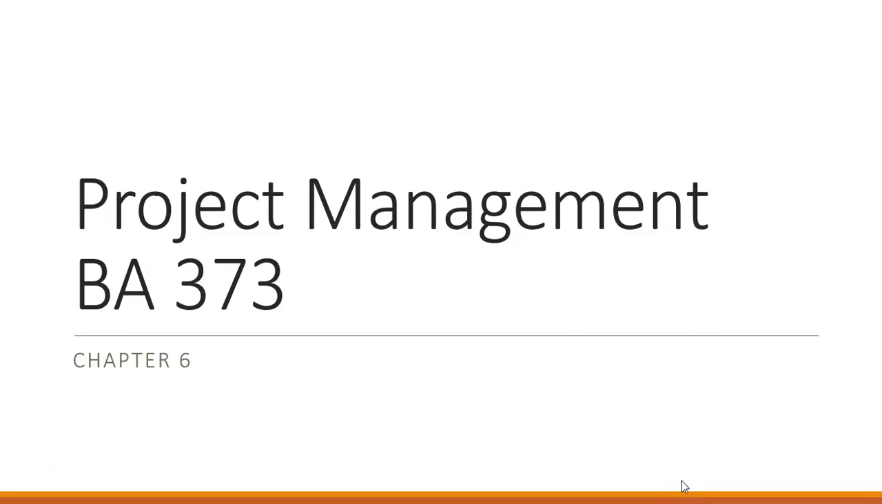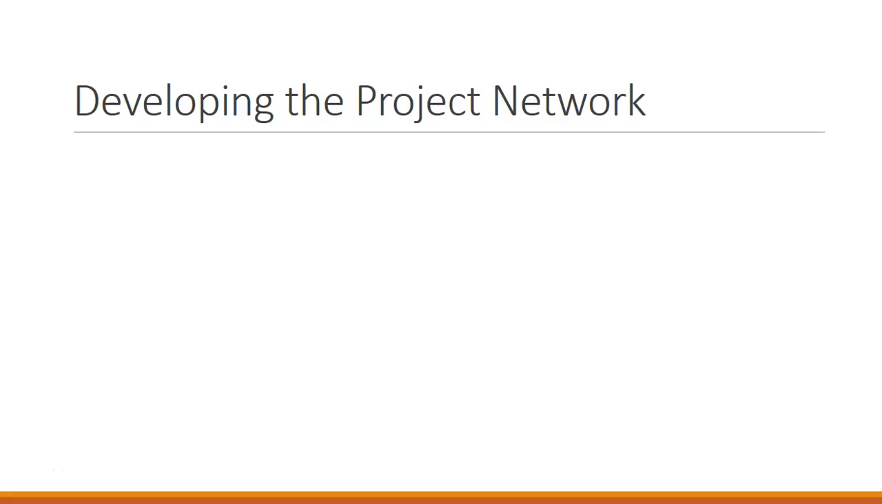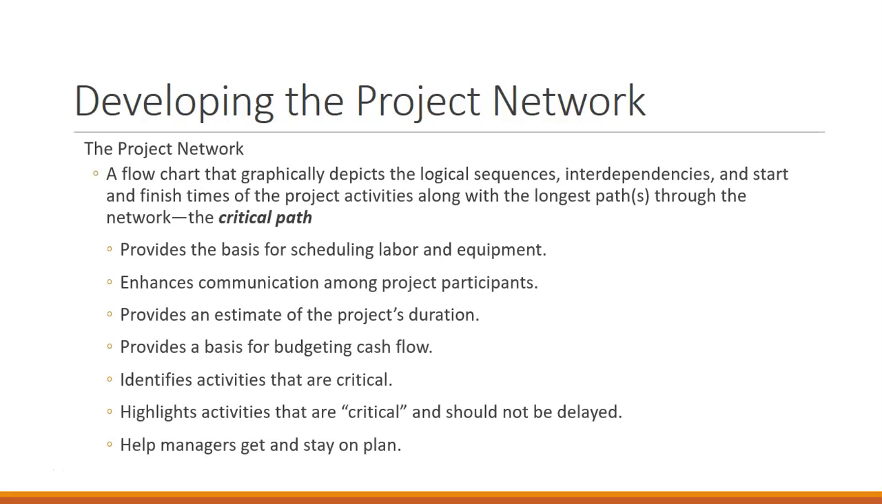Project Management, Chapter 6. In Chapter 6, we look at developing the project network. The project network is a flow chart that shows the activities and the logical sequence of those activities through a project from completion to start. The critical path is the longest part of that project. This project network helps us have the basis for scheduling any resources that are used.